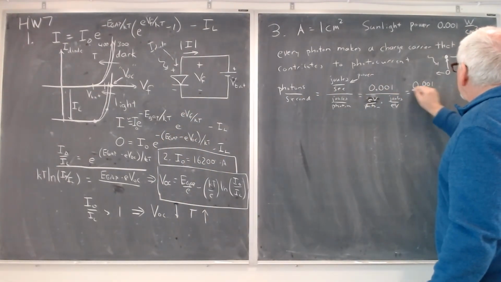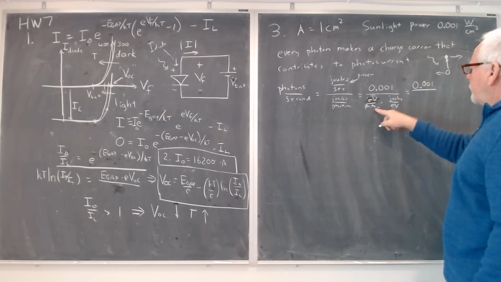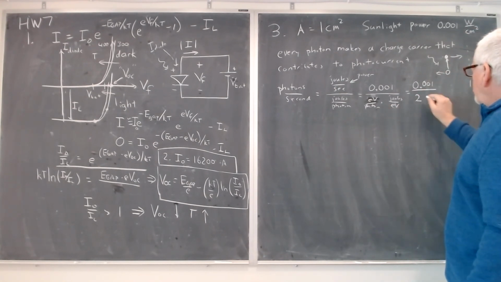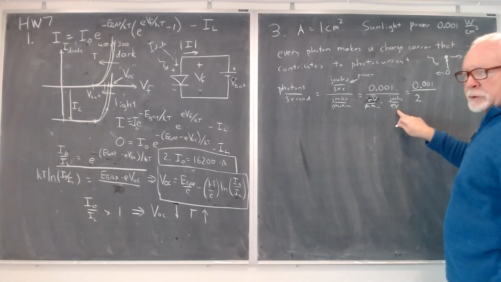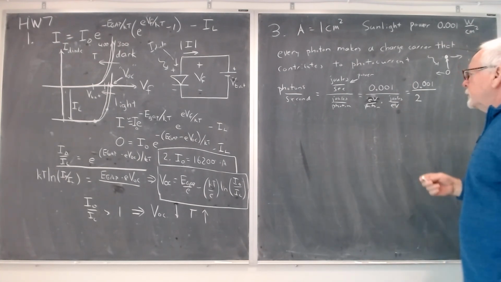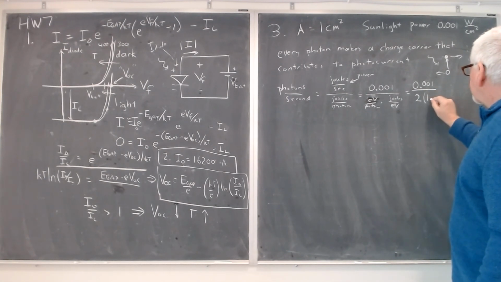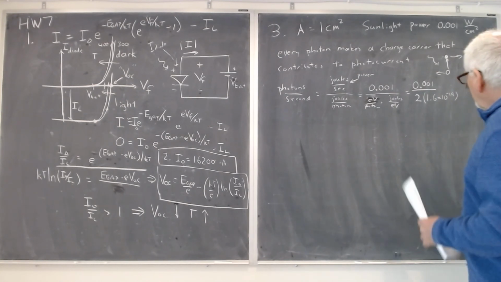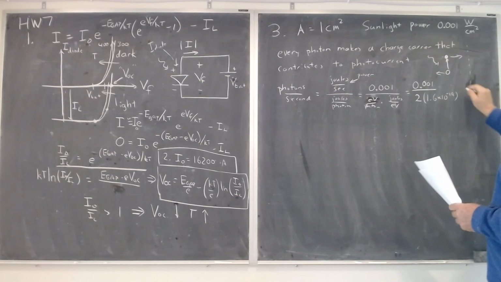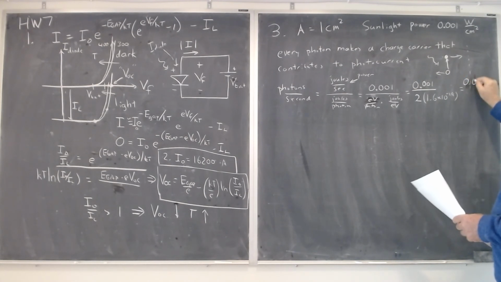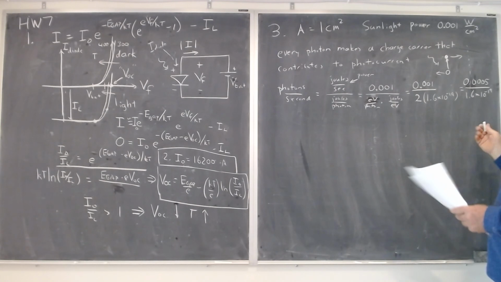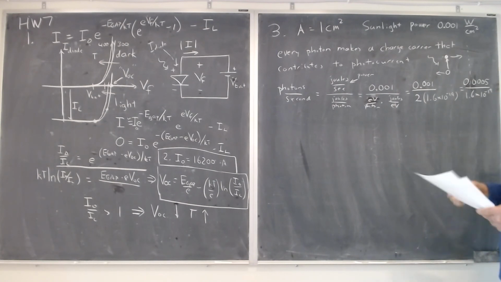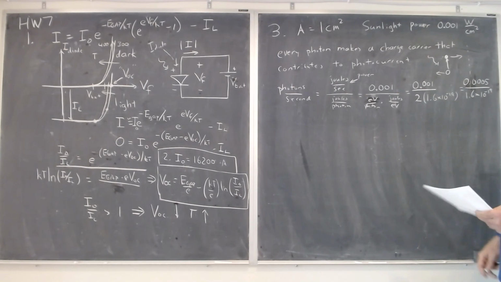So the joules per photon is the eV per photon times the joules per eV. So that's 0.001 times, okay, eV per photon I gave you is 2. The joules per eV, that's just the electronic charge, remember? That's how you convert from eV. So that's 1.6 times 10 to the minus 19. Okay, and I'm just going to leave it that way, 0.0005 over 1.6 times 10 to the minus 19. And I'm going to leave it that way for a reason. You could work it out and give you the number of photons per second if you wanted to.